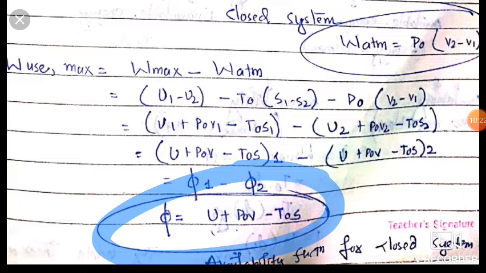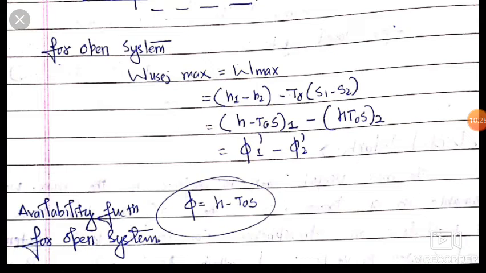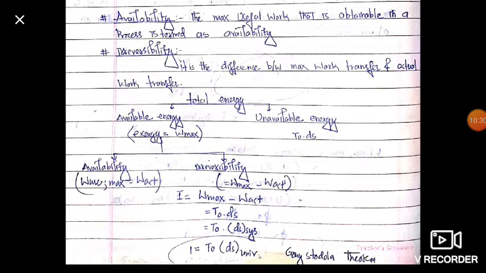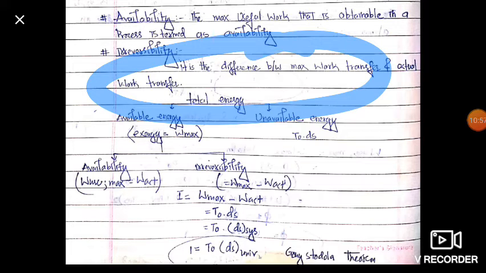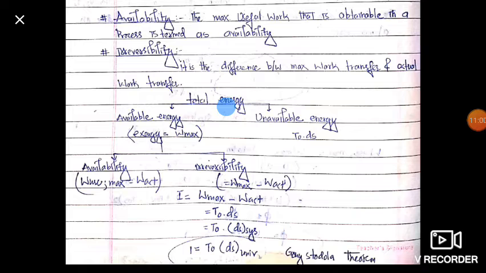Now, my dear friends, we will move to our next topic, which is availability. Dear friends, what is availability? The maximum useful work that is obtained in a process is termed as availability. Okay friends, we are deriving the equation of availability for the closed process and for our open process. Now friends, what is irreversibility? It is the difference between maximum work transfer and actual work transfer. Friends, it is the difference between maximum work transfer, when efficiency is maximum, minus our actual work transfer.